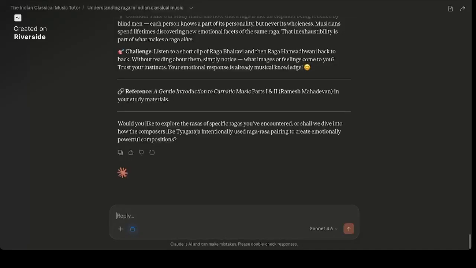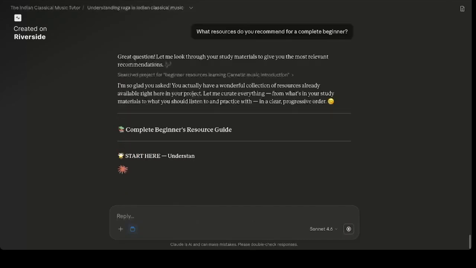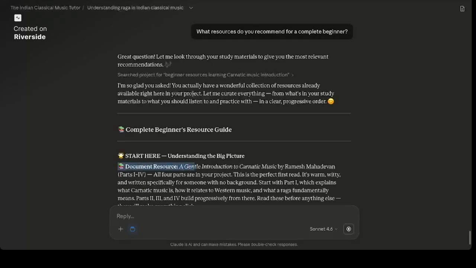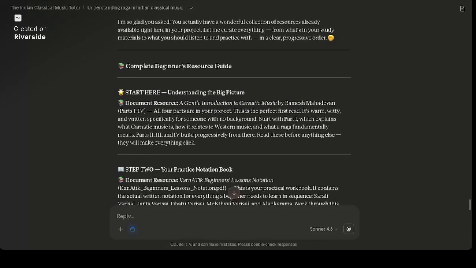Let's dive into function 5 of seeking resource curation. What resources do you recommend for a complete beginner? I hope it actually explores our knowledge base and gives a recommendation from that. Yeah, well, you could see A Gentle Introduction to Carnatic Music by Ramesh Mahadevan, which shows it understands the context clearly.